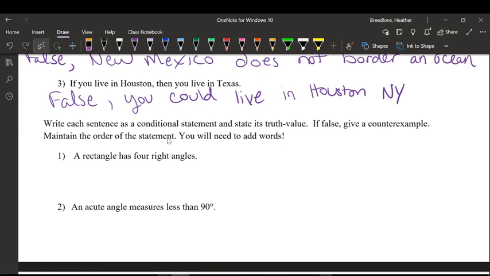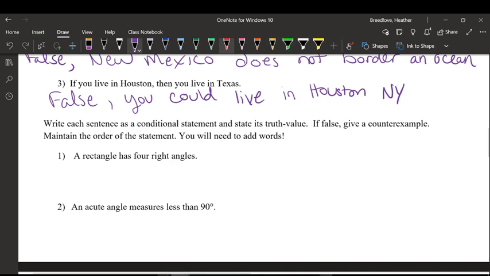Okay. So now we're going to write a sentence as a conditional statement. Remember, conditional: if P, then Q. And state its truth value. If it's false, give a counterexample and maintain the order of the statement. And you might need to add words. So this is just a statement. It's not a conditional statement. A rectangle has 4 right angles. True. It's just a statement. We need to write it as a conditional statement, if-then.